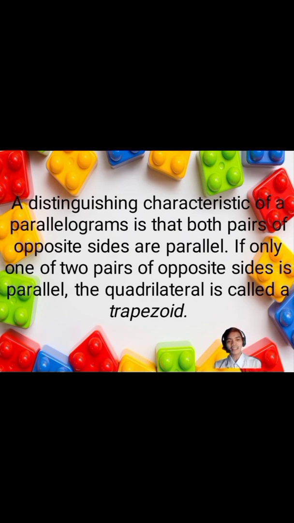A distinguishing characteristic of the parallelograms is that both pairs of opposite sides are parallel. If only one of two pairs of opposite sides is parallel, the quadrilateral is called a trapezoid. Meaning to say, kapag one pair lang po ng sides ang parallel, hindi po siya matatawag na parallelogram. So ano po ang matatawag sa kanya? That's what we call trapezoid. Papaldang shapes yun, so yung nasa right side at yung nasa left side are equal, congruent.